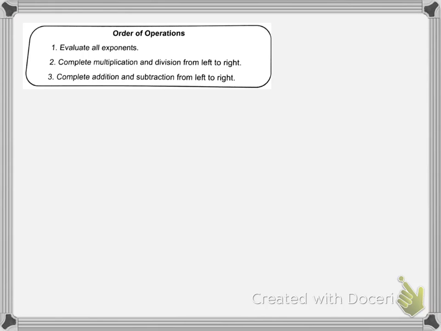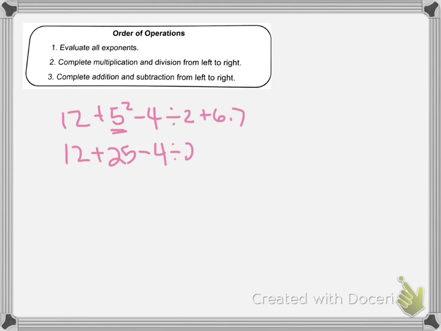So let's do this one right here. If we did 12 plus 5 squared minus 4 divided by 2 plus 6 times 7. Okay, so our order of operations says we do this exponent first. So I'm going to just do it first, and I'm going to write 12 plus 25. I'm going to bring everything else down: minus 4 divided by 2 plus 6 times 7, okay?